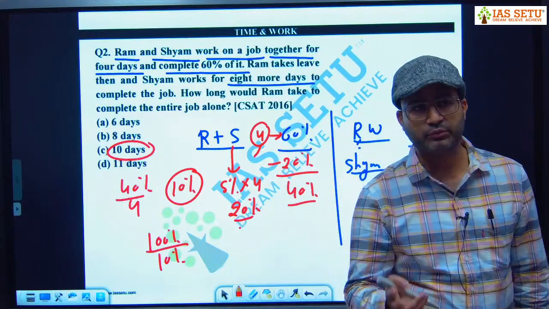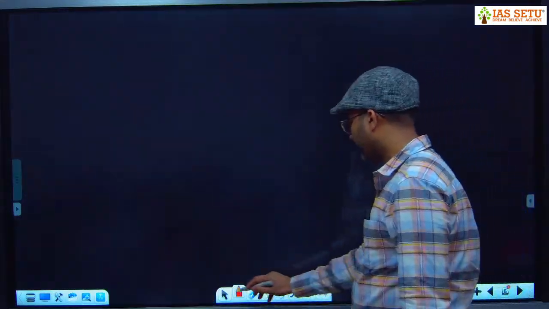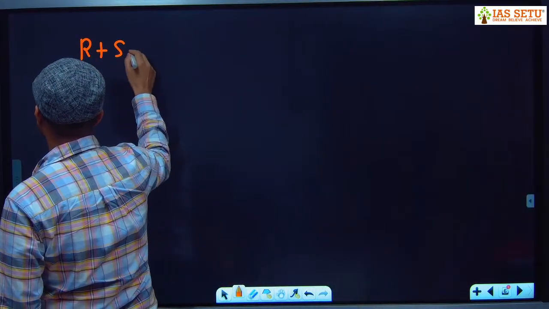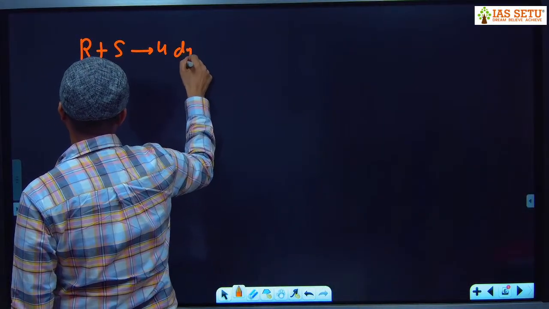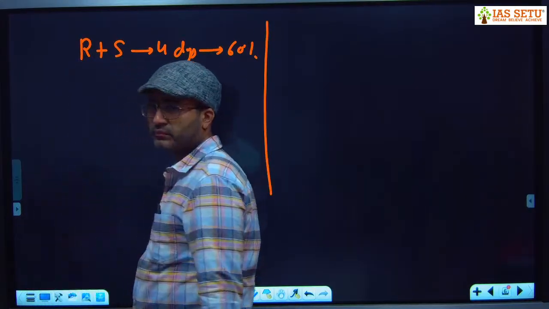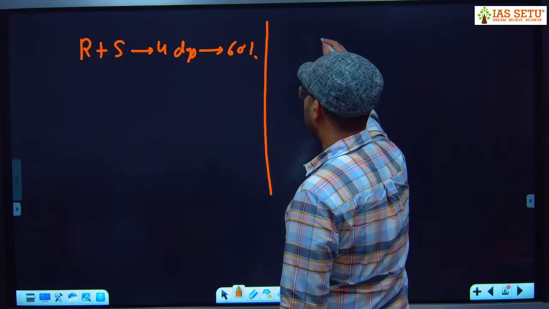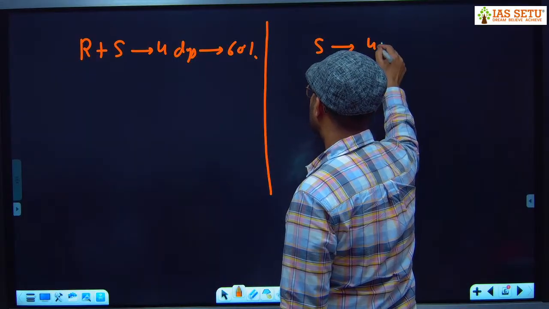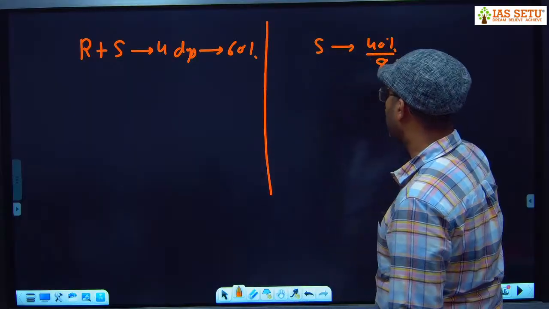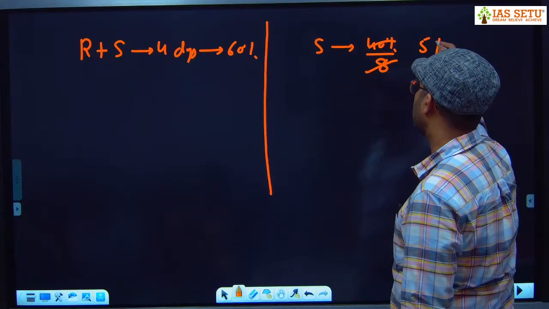Here Ram and Sham together, I repeat, they work for 4 days and they are able to do 60% work. It means remaining 40% work is done by Sham. In the question it is mentioned in 8 days. So the capacity of Sham is coming 5% per day.